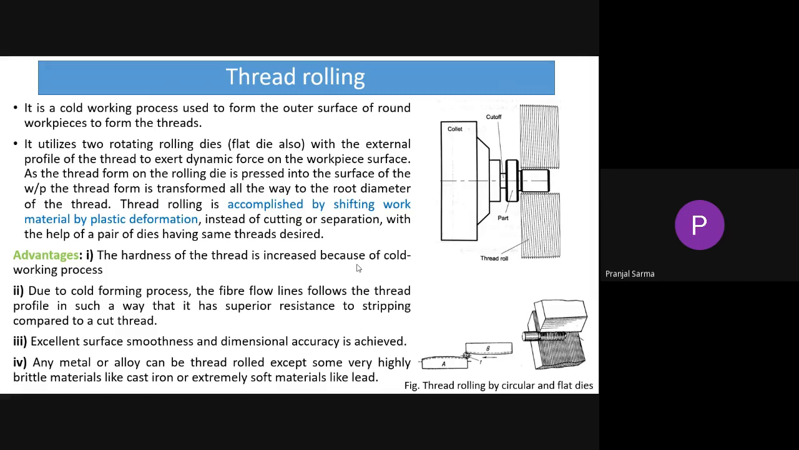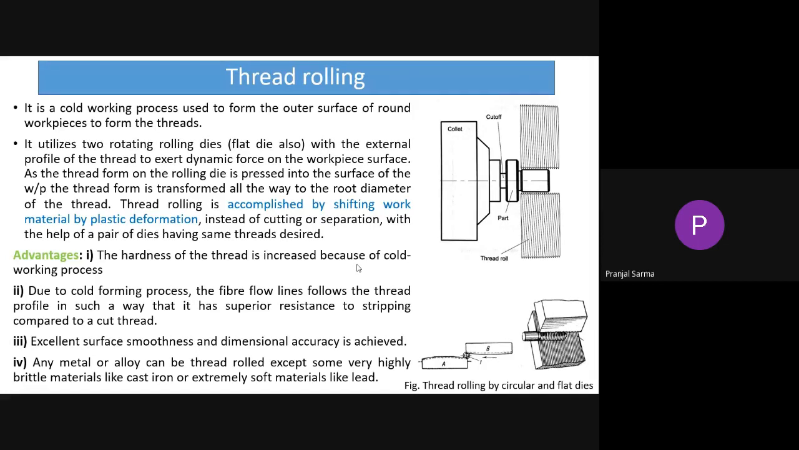As it is a forming process, the fiber flow lines follow the thread profile in such a way that it has superior resistance to stripping compared to the cut thread. Because the fiber flow lines follow the thread profile, ultimately we get superior quality in this thread. Surface smoothness as well as dimensional accuracy is also better, just like in the case of other cold forming processes.